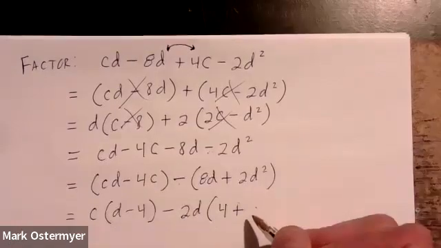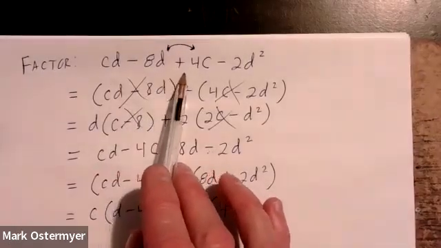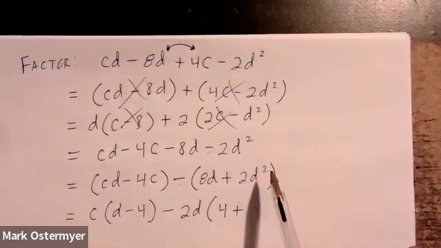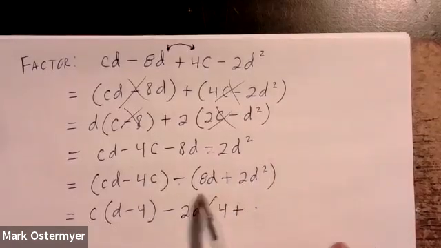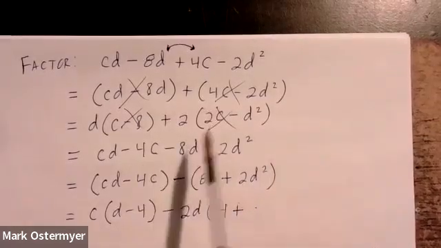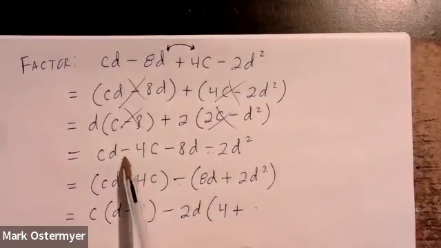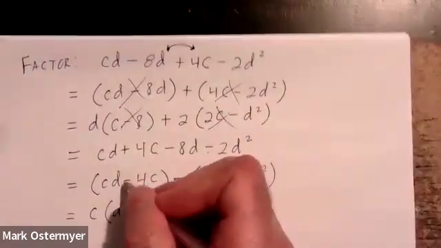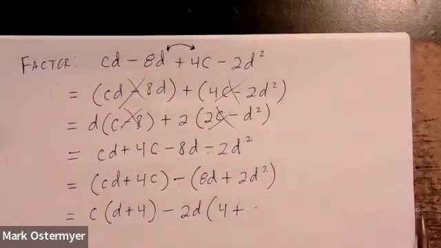Something's wrong. Hold on a second. Let me take a look here. What is going on here? Minus 2D squared. Minus 2D squared. Oh, this should be C plus 4. This should be a plus here. I do apologize. There we go. All right. Sorry about that.